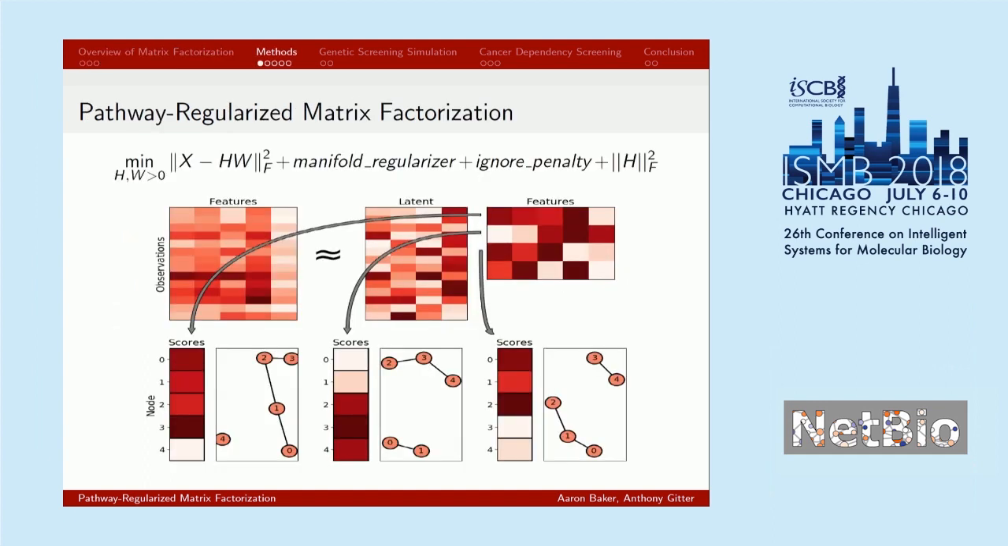So here is an overview of pathway-regularized matrix factorization. You can see that we're still doing matrix factorization, just like the slides before, but we've added these arrows that are illustrating that we are seeking to constrain the latent factors that are associated with different features. Again, these could be measurements on gene expression, such that the latent factor patterns are consistent with a pathway. And each latent factor can be consistent with a different pathway. And the way we do that is through these regularization terms that I've put in pseudocode, the manifold regularizer and the ignore penalty. And we'll talk about that on the following slides.